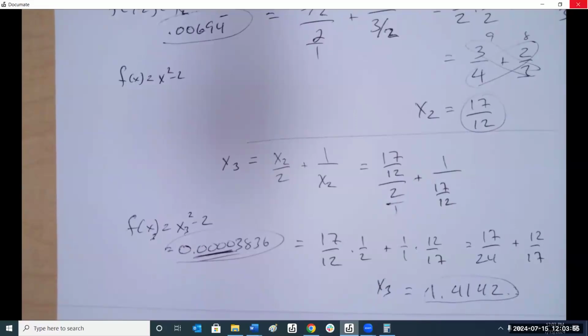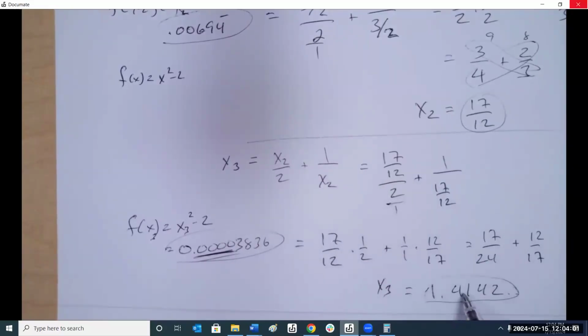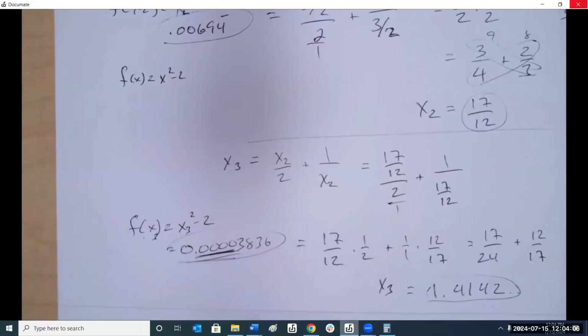Did you get something different? No. So we use these formulas. These are our x values. Once we find the x values, plug them back into our original equation, and we're going to see how small we can get the answer.